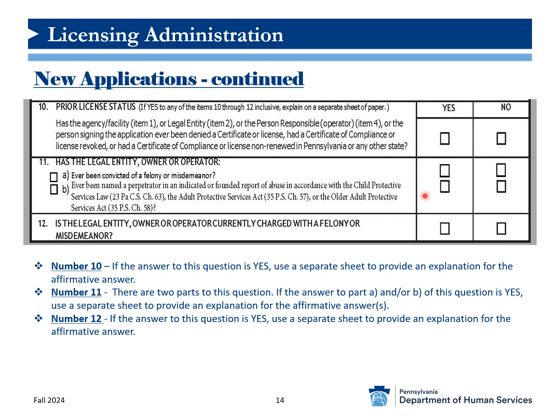Second part, Part B, has the legal entity, owner, or operator ever been named a perpetrator in an indicated or founded report of abuse in accordance with the Child Protective Services Law, which is listed there, the Adult Protective Services Act, or the Older Adult Protective Services Act? If yes to any of those, then again, a sheet of paper with the explanation is required.